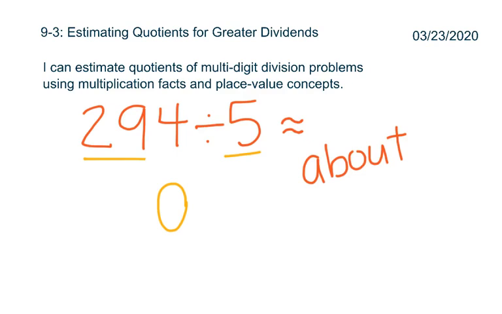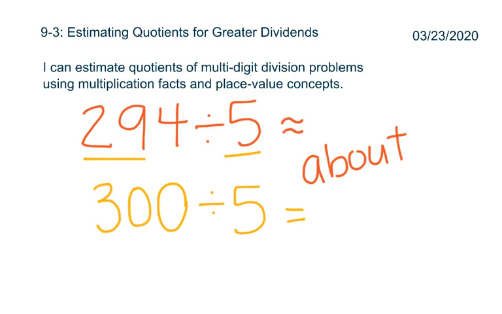So I could use a compatible number, I can say 25, or I could round and use 30. Both would be acceptable, however, going to 30 would be a little bit more accurate because 29 and 30 are closer than 25 and 29. So in this case, I'm going to change the 29 to a 30. I do not change my divisor. And now I'm going to divide.